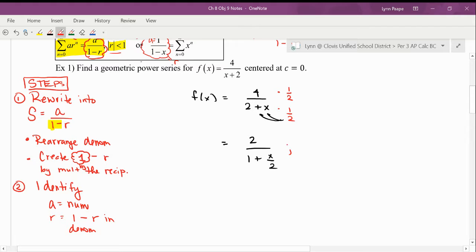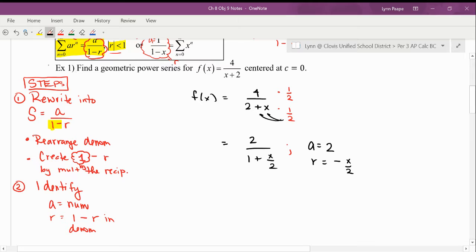So for this particular problem, I would have a is equal to 2, and then my r is going to be negative x over 2. Okay, so r will be negative x over 2 because it's 1 minus r.